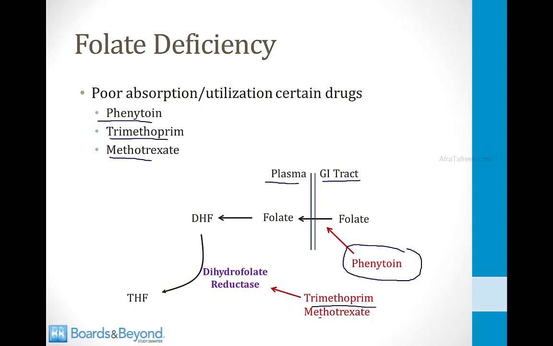Trimethoprim and methotrexate both inhibit the enzyme dihydrofolate reductase, so they interfere with that cycle we showed a few slides ago in which dihydrofolate is converted to tetrahydrofolate. Trimethoprim is an antibiotic. It's designed to inhibit the bacterial version of dihydrofolate reductase, but it has some effect on the human version of dihydrofolate reductase.